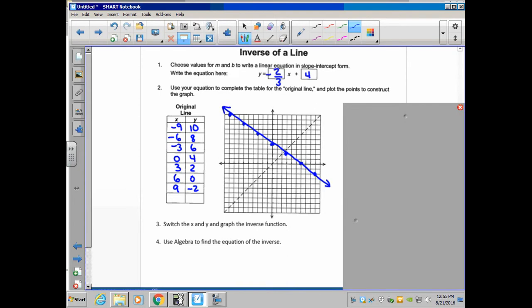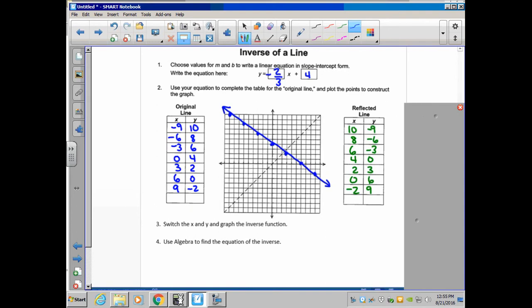Switch the x and the y and graph the inverse. So I've switched the x and the y, and now I'm going to graph this. So start at 10, negative 9, 8, negative 6, 6, negative 3, we have 4, 0, 2, 3, 0, 6, and negative 2, 9.